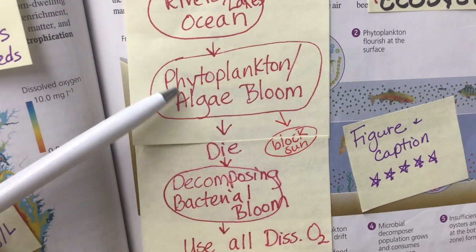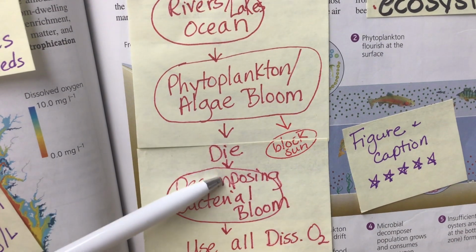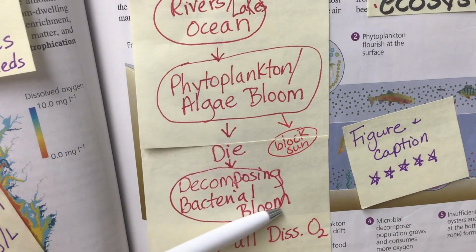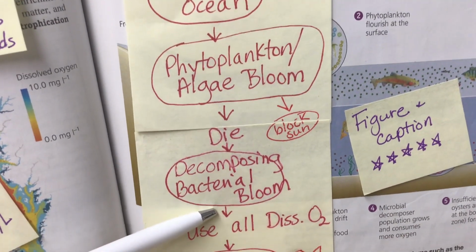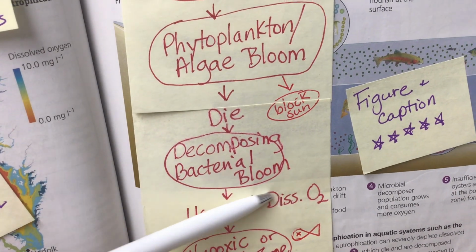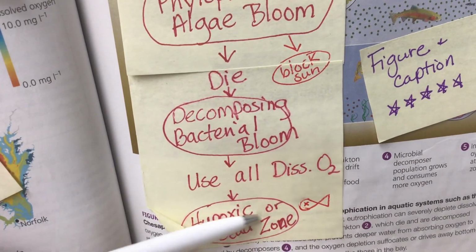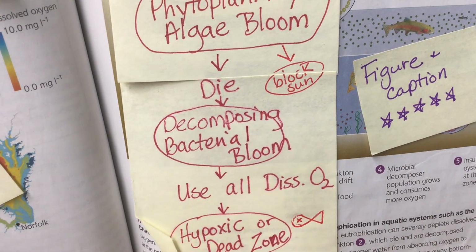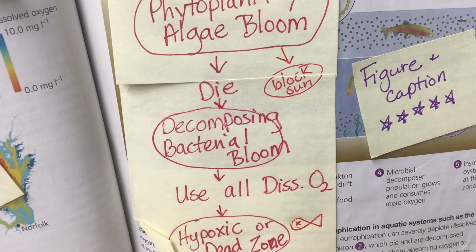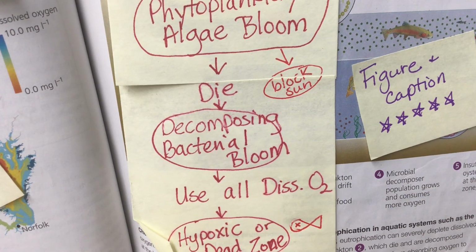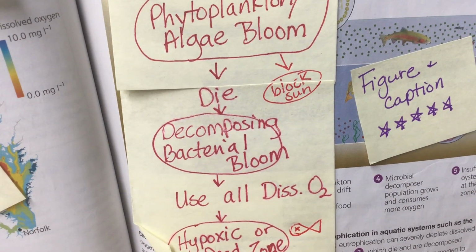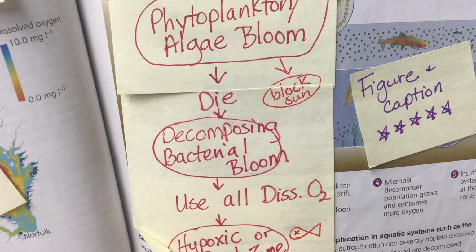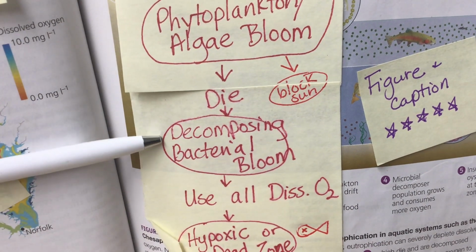All right, so eventually they're going to die, and the decomposing bacteria bloom. These bacteria use all the dissolved oxygen, creating a hypoxic or dead zone. The word hypoxic means no oxygen, and we have a dead zone. So this whole process is important. The part of this that students often forget is this part here.